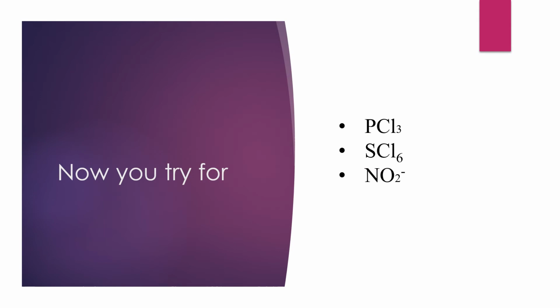Now I want you guys to try to determine the shape, y'all, given the molecular formula here: phosphorus trichloride, sulfur hexachloride, and a nitrite ion. Let's make sure that you guys have already done it. This is the solution to PCl3.